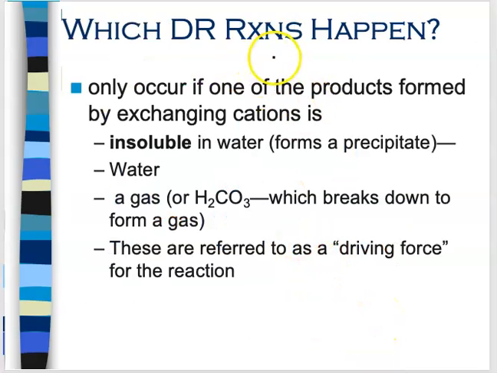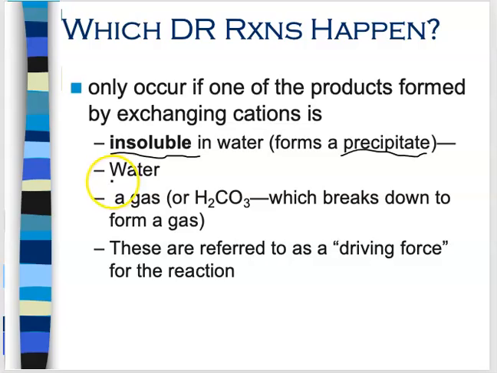All right, so why do double replacement reactions happen? And if you mix any two random ionic compounds together, will one occur? Not necessarily. In order for a double replacement reaction to happen, one of the products that forms by exchanging the cations has to fit one of three criteria. It has to be insoluble in water or form a precipitate. Those are the ones that you watched in the examples. They all formed an insoluble substance in the test tube.